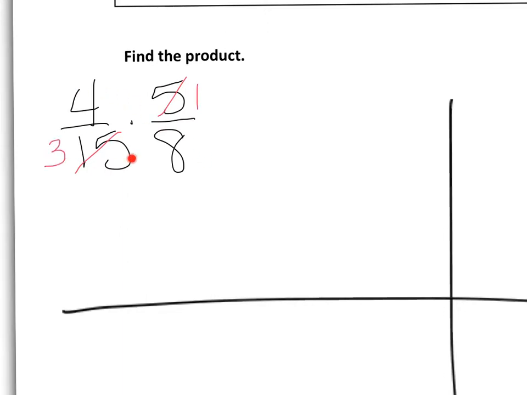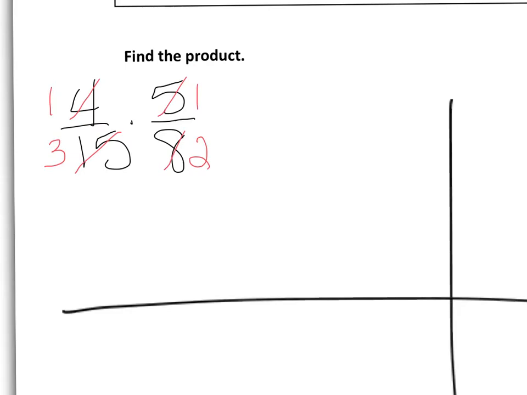I'm going to do the same thing with my other diagonal. I'm asking myself, do 4 and 8 have anything in common? And I know that they have a 4 in common. 4 divided by 4 gives me 1. 8 divided by 4 gives me 2. Now I have 1 over 3 times 1 over 2.